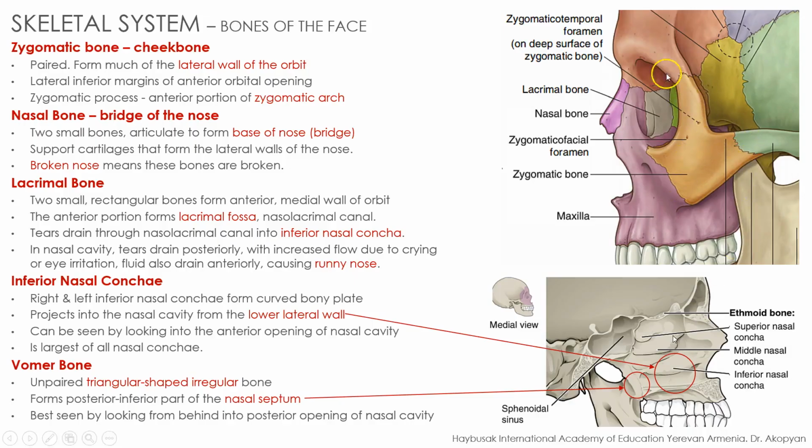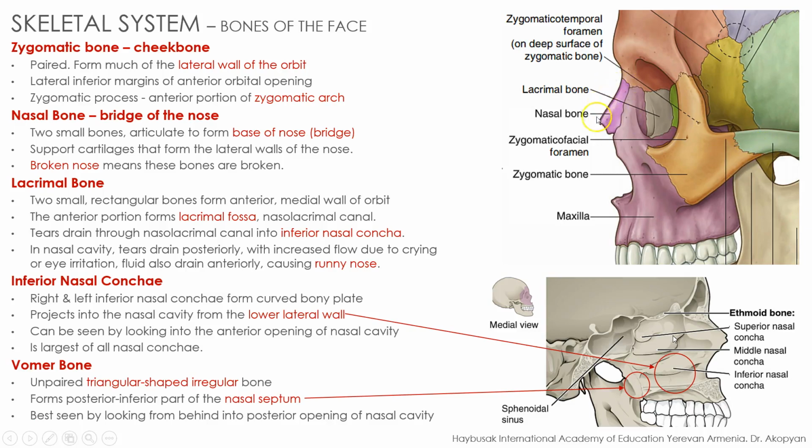The zygomatic bones, or the cheekbones, are paired bones which form the lateral wall and the ridge of the orbit, and also the lateral inferior margin and the anterior orbital opening. The zygomatic process articulates with the zygomatic process of the temporal bone to form the zygomatic arch.